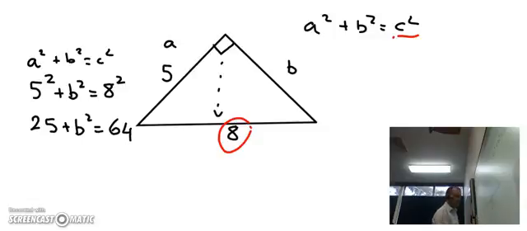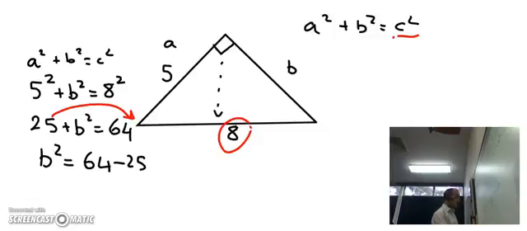Now I'm going to move this 25 to the other side. So remember, when it crosses the equal sign, it turns to a negative. So I'm going to have B squared is equal to 64 minus 25. B squared is equal to 39. B is equal to the square root of 39.